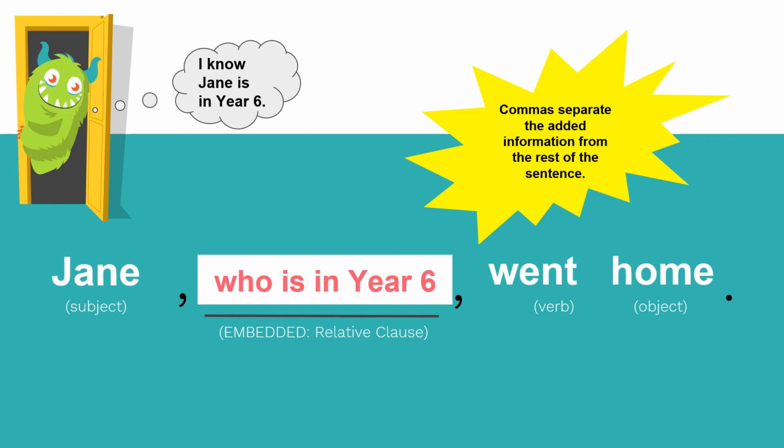This means who is in year 6 is just extra information. Without it, our sentence would still make sense. But of course, it's better if we add the embedded clause to give more details and of course improve our sentence.